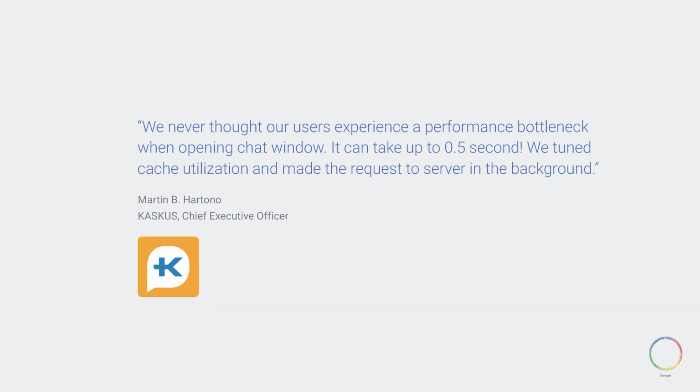And I'll give you two more examples. Kaskus is a chat app based out of Indonesia. They use performance monitoring, and realized that one of their biggest performance bottlenecks was opening the chat window. It took 0.5 seconds, which was also much longer than they expected. They optimized that. Because of that, their user experience is a lot better.